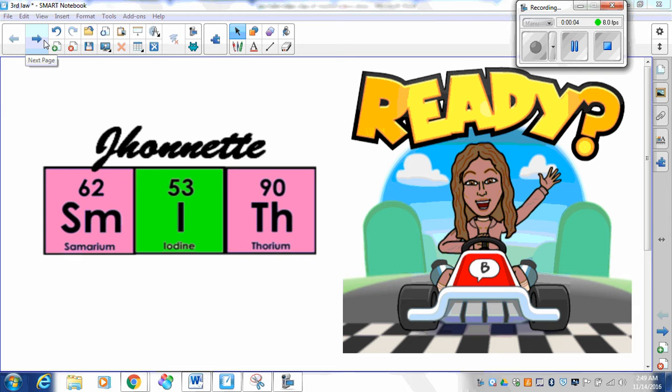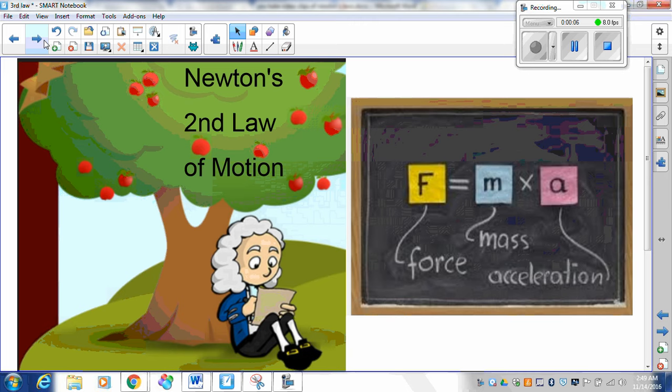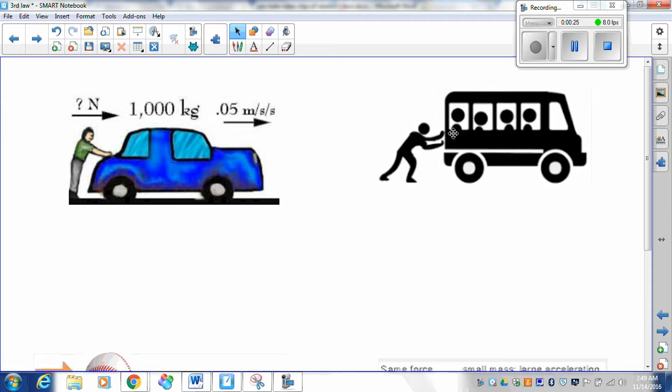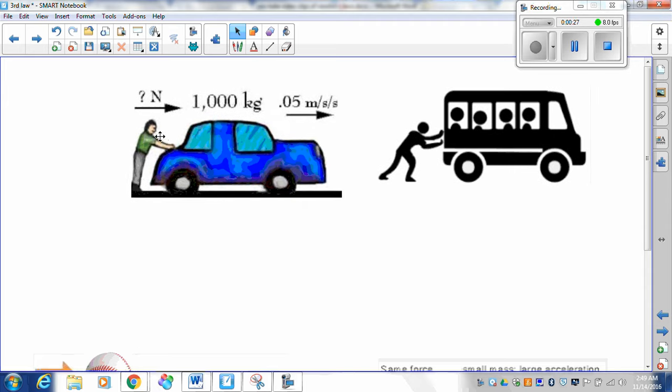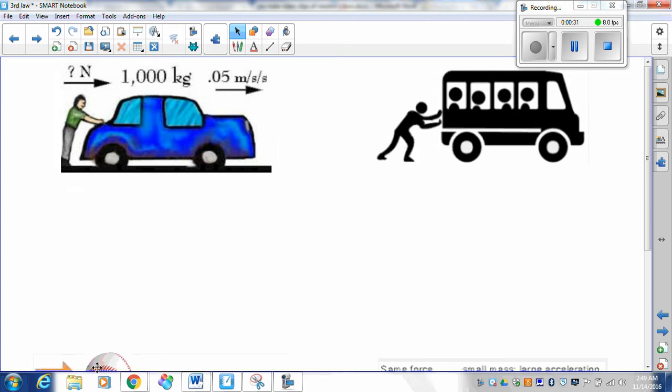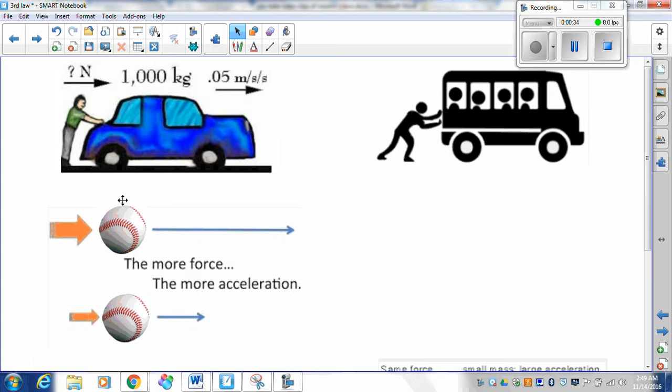Are you ready to go over Newton's second law of motion using the equation force equals mass times acceleration? Okay, now from our flashcards, we know the way Newton's law is applied is that if you try to push a car and you try to push a bus, it's going to take more force to push the bus and less force to push the car. I think most of you get that. That makes sense. Let's look at it a couple of different ways.